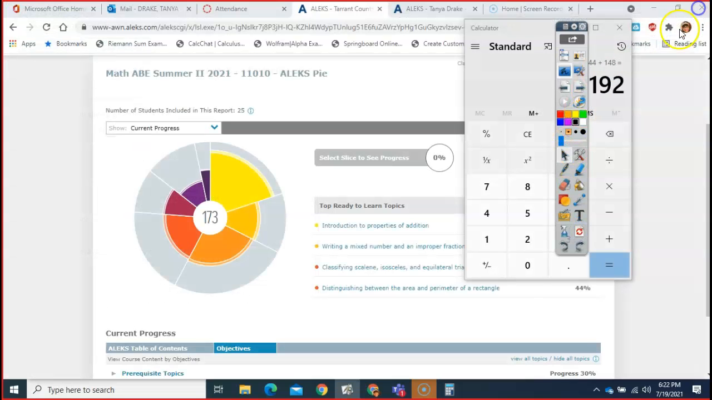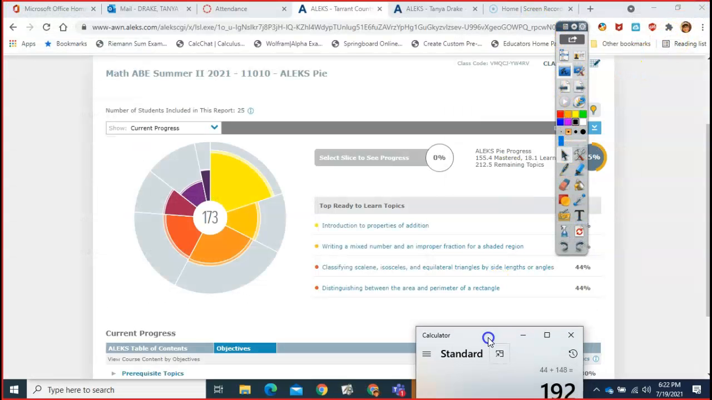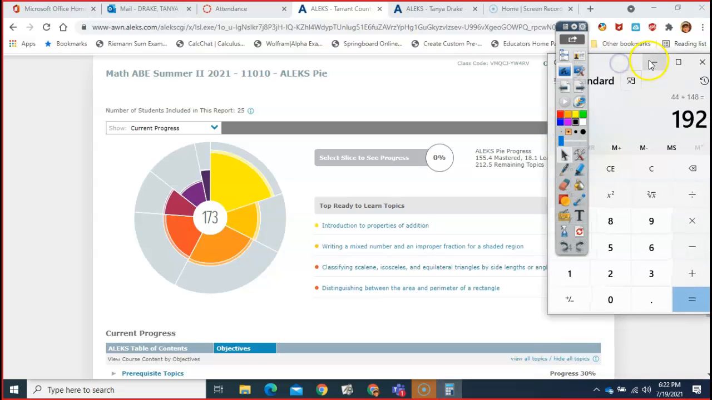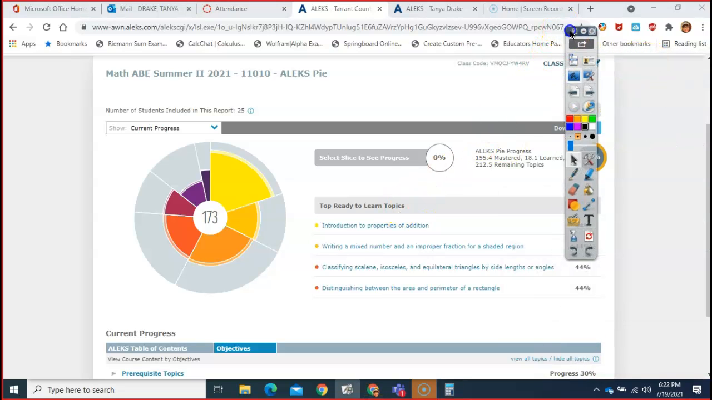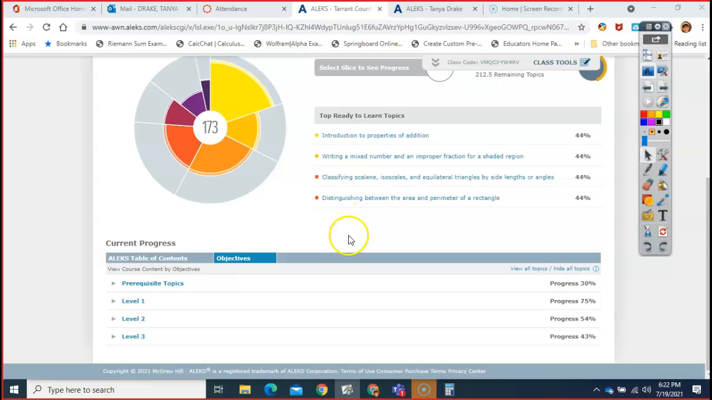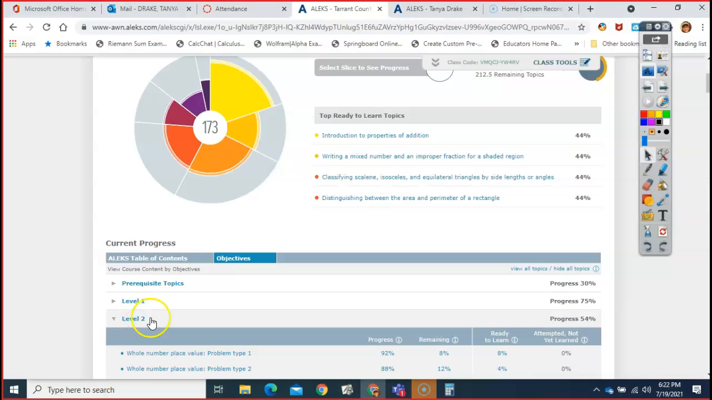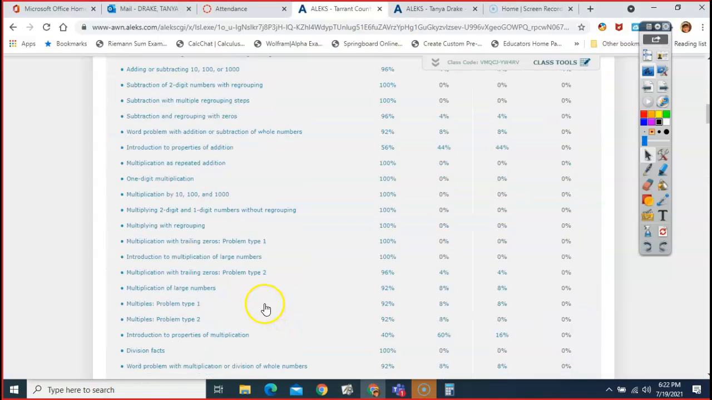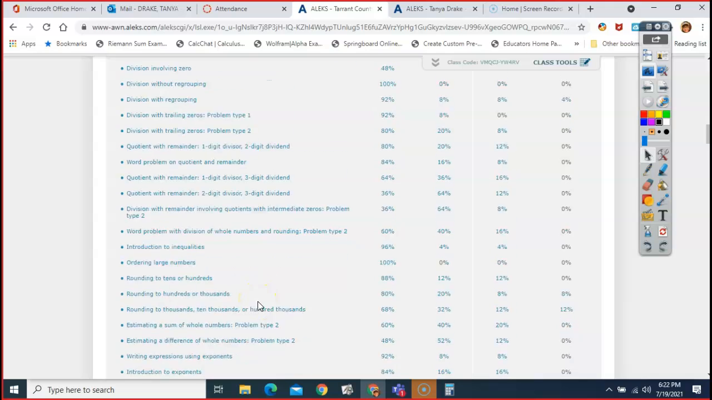Let's see what else we got. Now, I think that the geometry piece is the part that a lot of the students mess up on. I'm going to go to level 2 and see if I can find some more geometry.